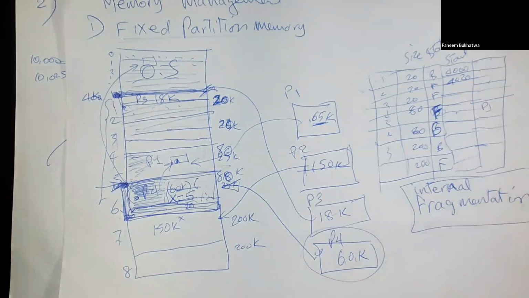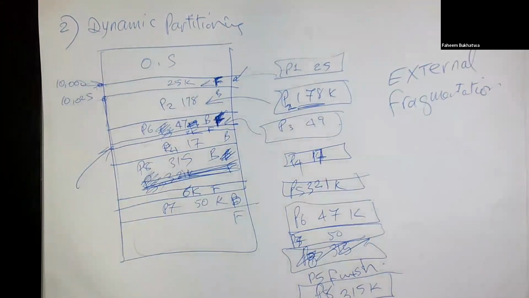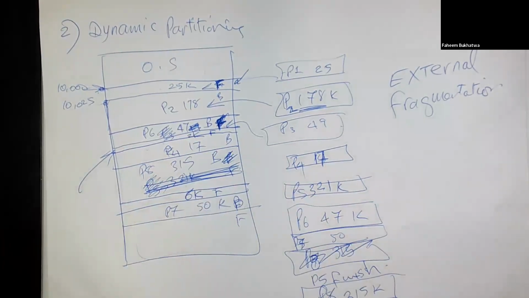How does internal fragmentation happen in dynamic partitioning, the newer system here? Anybody want to answer? There is no internal fragmentation. We never have internal fragmentation. So in dynamic partitioning, we solve the problem of internal fragmentation completely. We never get it because that's how it works. You want 12, we give you exactly 12. You want 29, we give you exactly 29. We never give you more.